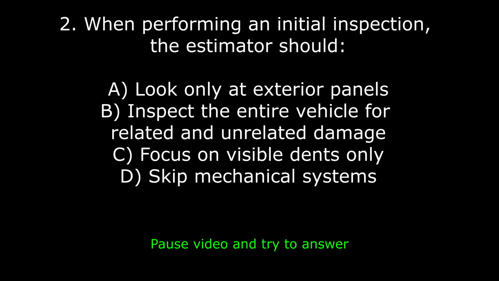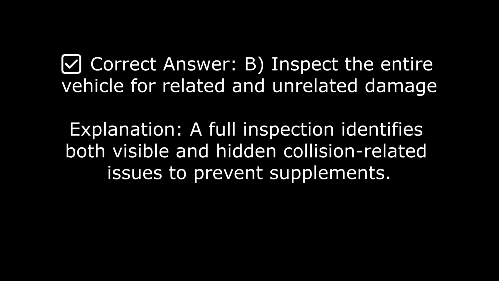2. When performing an initial inspection, the estimator should A. Look only at exterior panels. B. Inspect the entire vehicle for related and unrelated damage. C. Focus on visible dents only. D. Skip mechanical systems. Correct answer, B. Inspect the entire vehicle for related and unrelated damage. Explanation. A full inspection identifies both visible and hidden collision-related issues to prevent supplements.